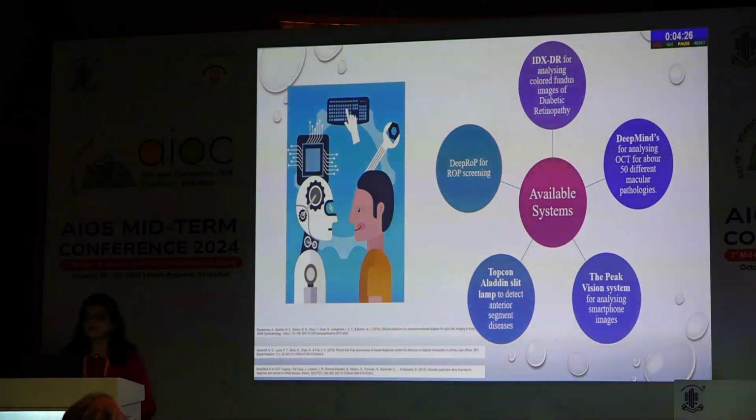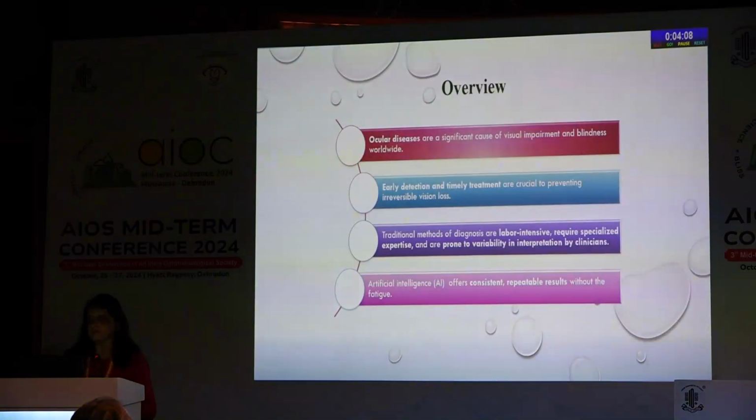So there are various available systems for various disease entities like DEEP, ROP, IDX, DR. They are for different entities like diabetic retinopathy and macular pathologies. We have DeepMind, the Peek Vision system for analyzing smartphone images, and the Topcon Aladdin slit lamp for anterior segment diseases. So then the overview: ocular disease is a significant cause of visual impairment and blindness worldwide.